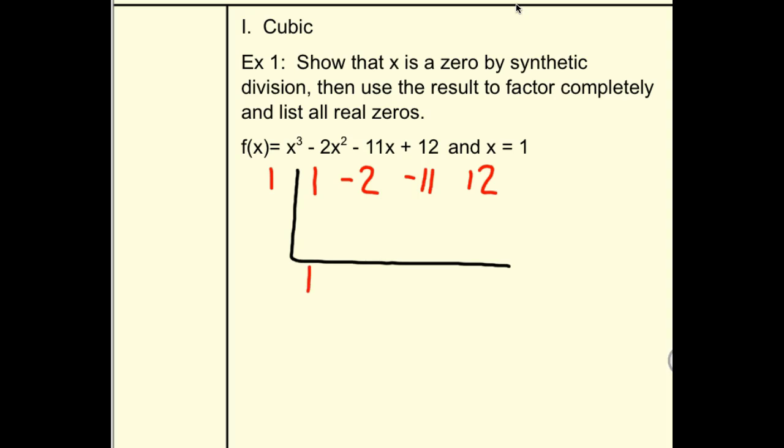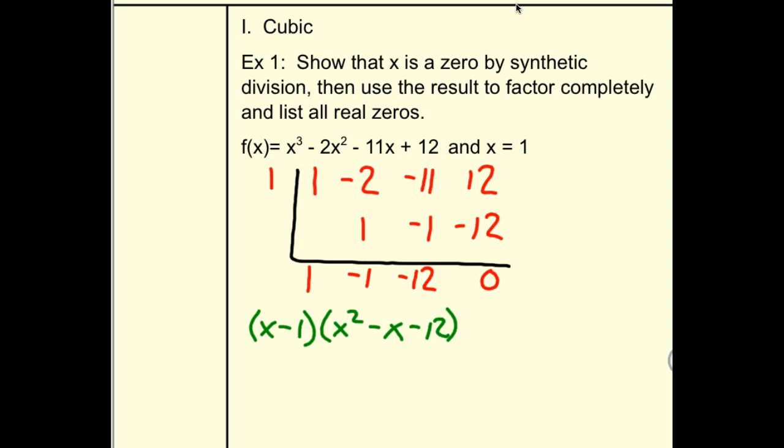So we drop our 1, multiply by 1, add the negative 2 plus 1, multiply by 1, add our negative 11 and negative 1, multiply by 1, and add. Because we got 0, we have confirmed the fact that x equals 1 is a 0 of this function. So we would have x minus 1. That's where it goes opposite when we put it back into the binomial. This is what we divided by. And then our result was the 1x squared minus 1x minus 12. Remember, drop a power when you write your answer after synthetic division.